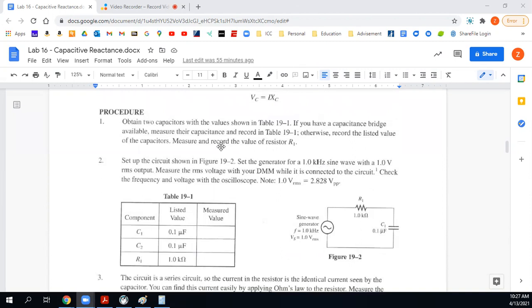Obtain two capacitors with the values shown in table 19-1. If you have a capacitance bridge available, measure their capacitance and record in table 19-1. Otherwise, record the listed value of the capacitors. Do you have a capacitance bridge in your tool bag? Is that what that is? Proto board. Yeah. We can take that part and throw it right out the window. We're not measuring the capacitance. We do have meters that will read capacitance, and your Fluke 117 will read capacitance. If you'd like to, go ahead. If not, just write the listed value. So your measured value right yonder, 0.01 microfarads.